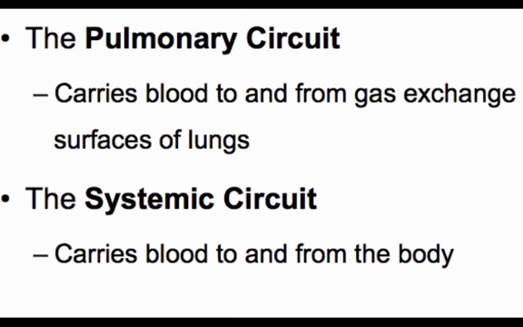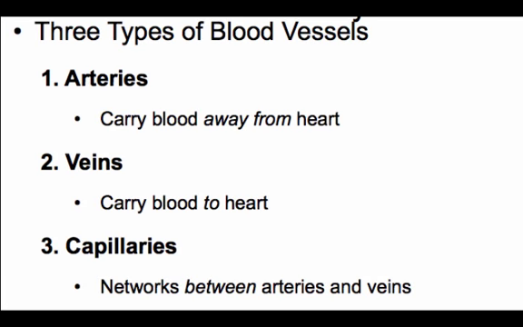The cardiovascular system contains 2 circuits of blood vessels that carry blood to and from the heart. The pulmonary circuit carries blood between the heart and lungs, and the systemic circuit carries blood between the heart and body tissues. Within the cardiovascular system are 3 types of vessels. Arteries always carry blood away from the heart, veins always carry blood to the heart, and capillaries are networks of tiny blood vessels between the arteries and veins, where exchange of materials such as gases, nutrients, and waste products occurs.